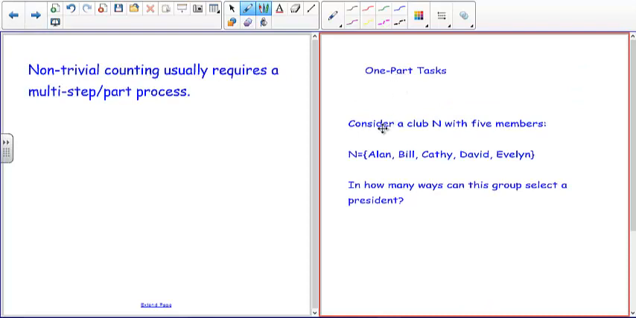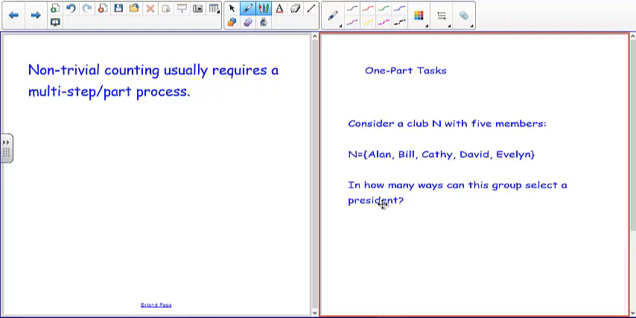So let's look at this example. Considering we have a club N with 5 members, and the members of this club are Alan, Bill, Kathy, David, and Evelyn. The question is, in how many ways can this group select a president? So there's one step in this question.